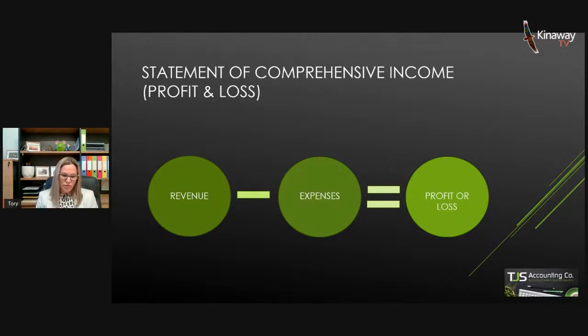Your business annual financial report includes a number of key financial statements and supporting documents: the statement of comprehensive income, the profit and loss, the statement of financial position, the statement of changes in equity, and cash flows. So let's have a look at the comprehensive income, often referred to as the profit and loss.